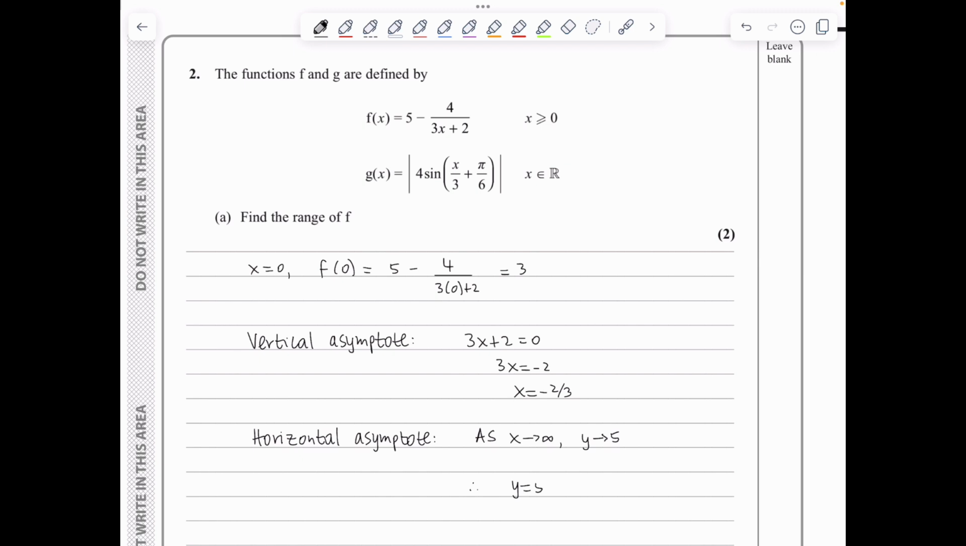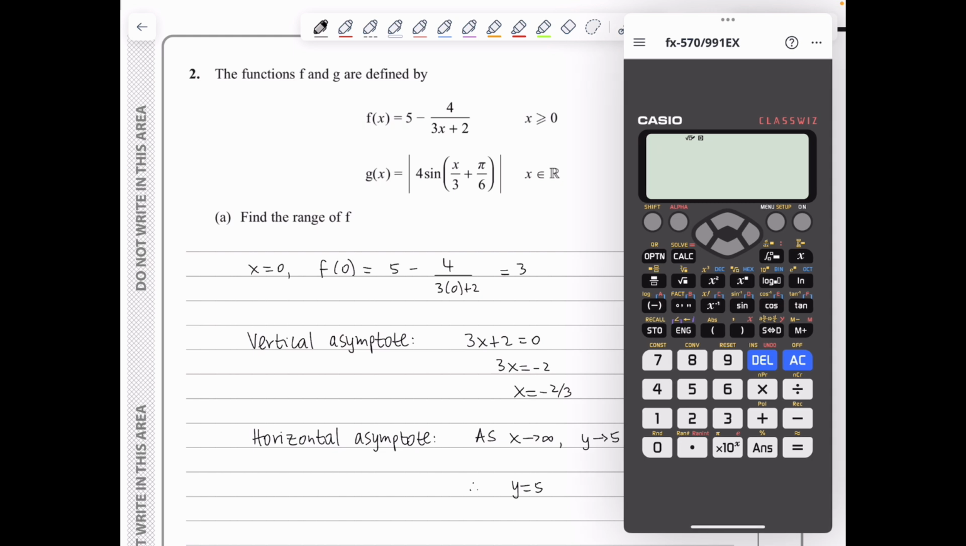An alternative way of determining the horizontal asymptote is to simply use my calculator, and I will simulate exactly this process of tending towards infinity. So I will be substituting a really big value for my answer key. So I'm just putting lots of 9s there. I'm storing it on my answer key, and then I've got 5 minus 4 over 3 ans plus 2, which is essentially me substituting x with a really large value. I press the equal button and I get 5. So the horizontal asymptote is at y is 5.